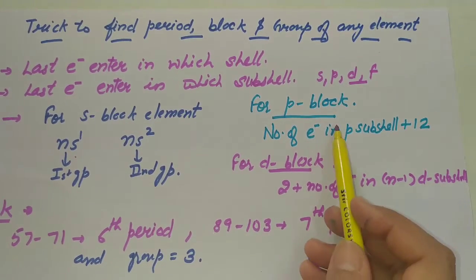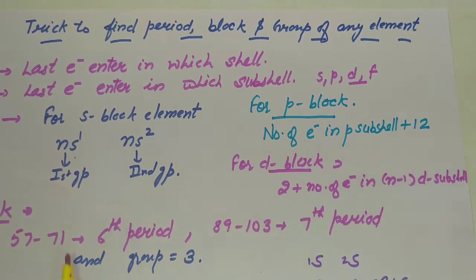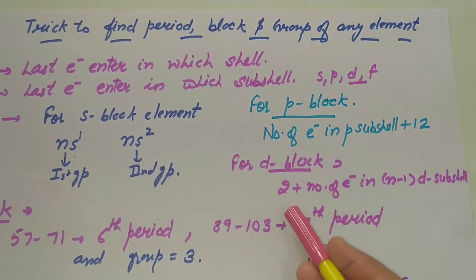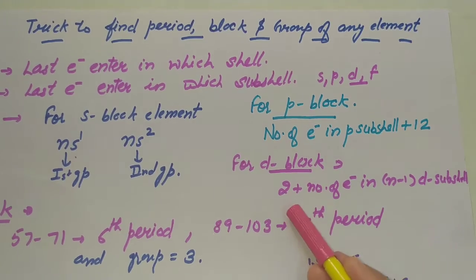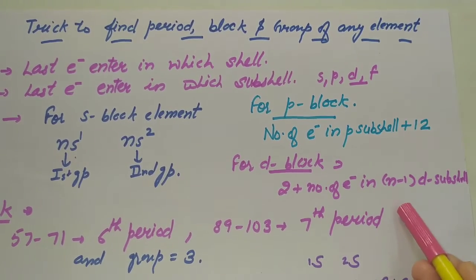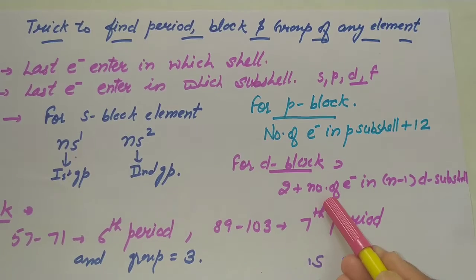For a P block element, calculate the number of electrons in the outermost P subshell and add 12, then you get the group number for the P block element. Similarly for a D block element, the group is calculated as 2 plus the number of electrons in the (n minus 1) D subshell. This is the rule to find the group for a D block element.